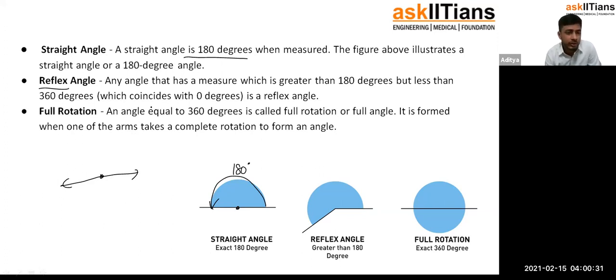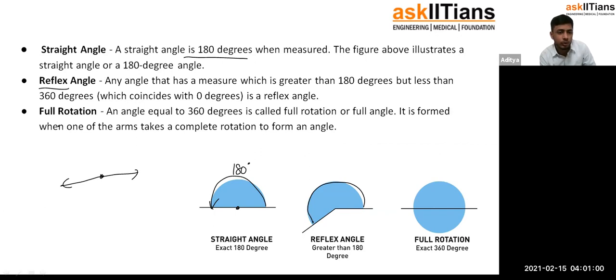Now, what about a reflex angle? Any angle which has a measure greater than 180 degrees but less than 360 degrees. Okay, 360 degrees obviously will again coincide with 0 degrees only. So basically any angle which is greater than 180 degrees but less than 360 degrees is a reflex angle. So the tilt between the two rays is increased even further after 180 degrees.